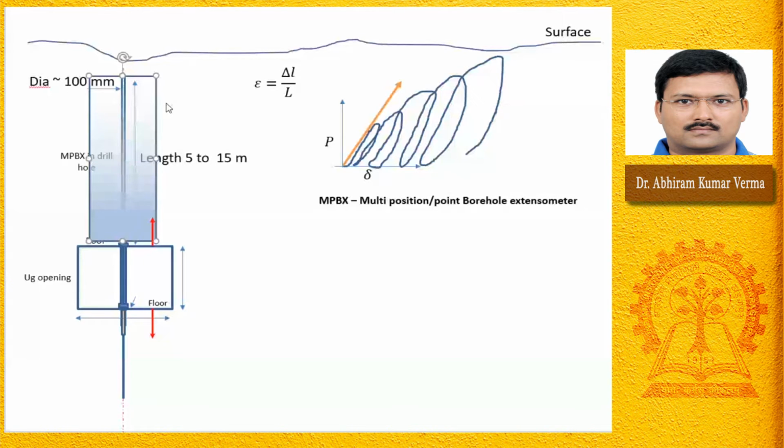If the length is almost 10 to 15 meters, and the diameter may be equivalent to the diameter of the flat jack area. The flat jack or the hydraulic jack, the area may be 1 square meter where we are applying the load. So the volume of the material which is involved in this test will be enormous compared to what we are testing in a lab.